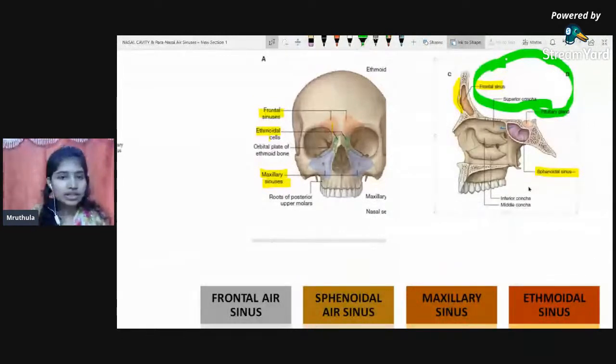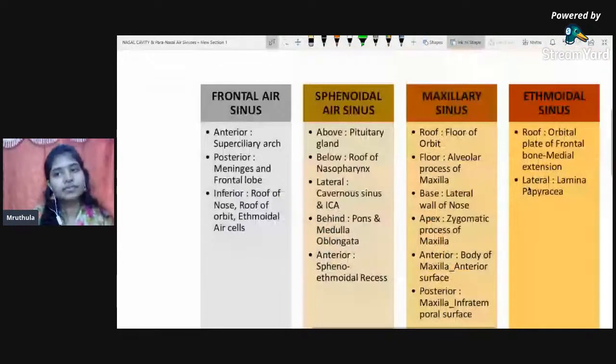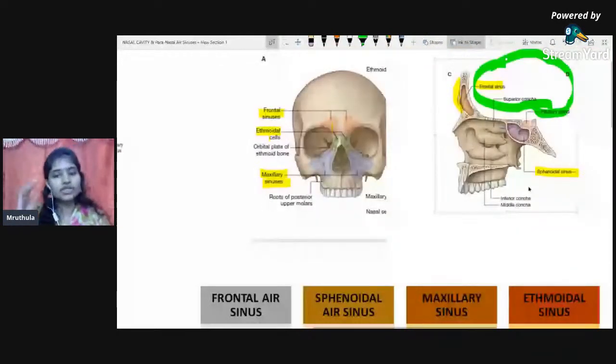There's another structure also. We'll write meninges. When you learn the brain, you will know what the meninges are. For now, I'm just telling you, meninges is the covering of the brain. So we will say it is the meninges and the frontal lobe of the brain that form the posterior relation. Anterior is the superciliary ridge.